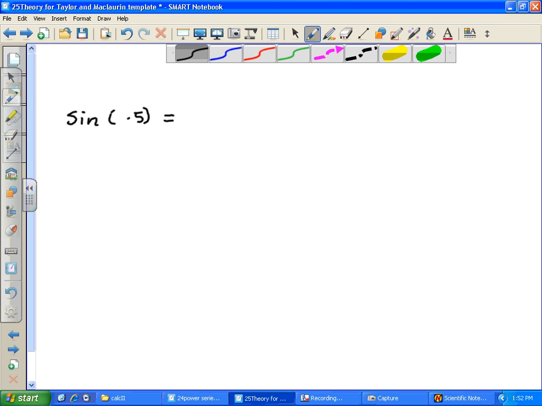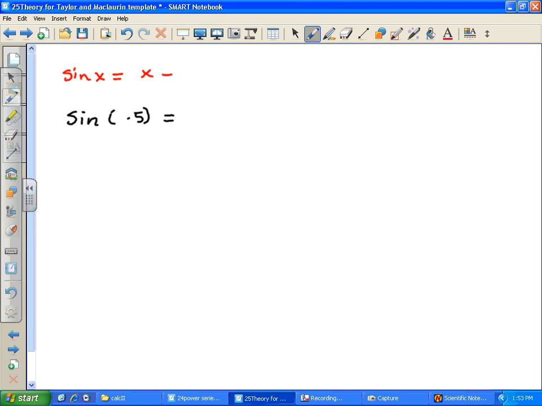Okay, to do that, let me remind everybody sine x. Sine x is at least the first 4 terms. We're going to use just the first 4, so this is the first 4 terms. This is going to be an approximation.